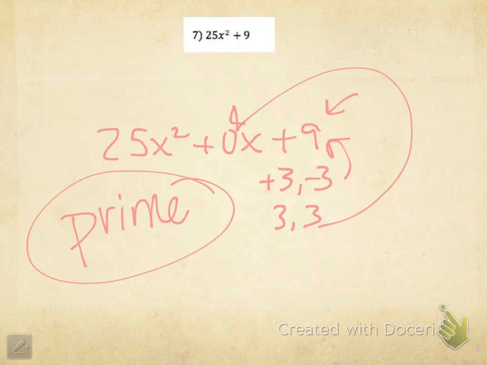It's prime. If there's absolutely nothing you can do, nothing is factored out of it, it's the exact same answer as what it is before, the answer is prime. It's not factorable.